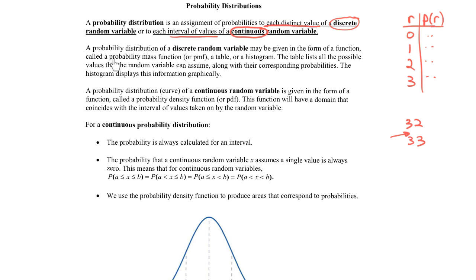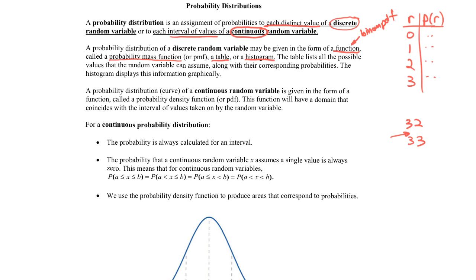But okay, so a probability distribution of a discrete random variable, so we're talking about discrete again, like chapter 5, could be given in the form of a function, like, for instance, binomial PDF, right, or binomial CDF. We don't need to know this, but it's called a probability mass function. You'll maybe see that word if you take another stats class. But it could be a function, a table, or a histogram. And remember, a histogram is really just a graph of the table, right? A histogram is just the graph, the probability distribution graph of the values from the table, but our book calls it a histogram.